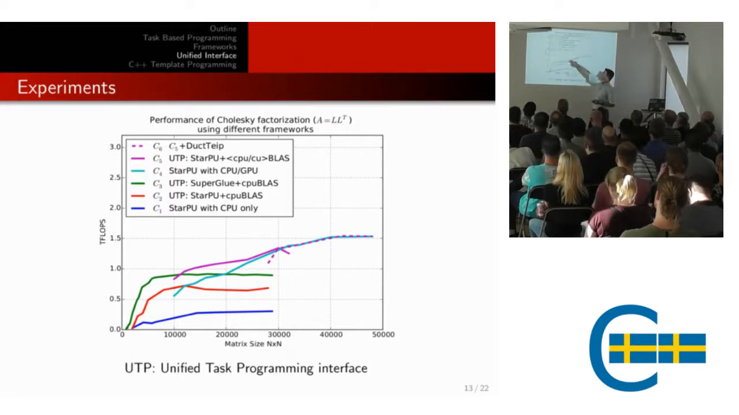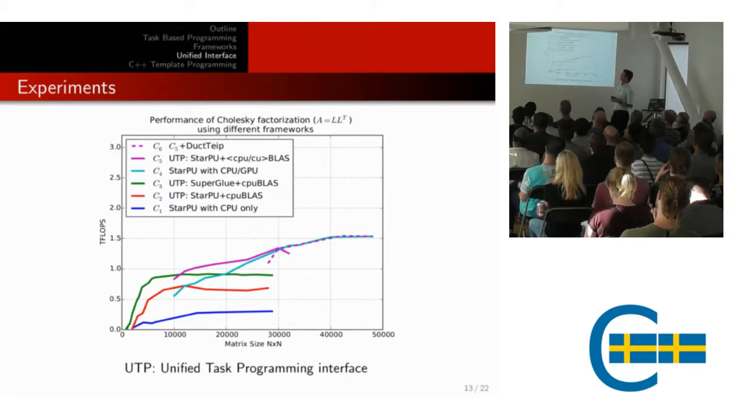Here is StarPU with CPU only, without UTP. The real application of StarPU with CPU only gives us this amount of performance. The vertical axis is the number of teraflops achieved for the size of the matrices. And for the system that this experiment was run on, the maximum was one teraflop per node. And there are 20 cores in each node; I forgot the processor type.